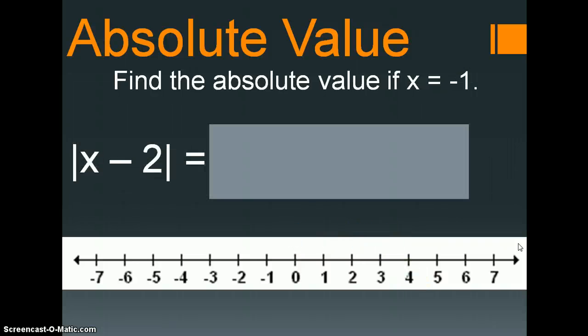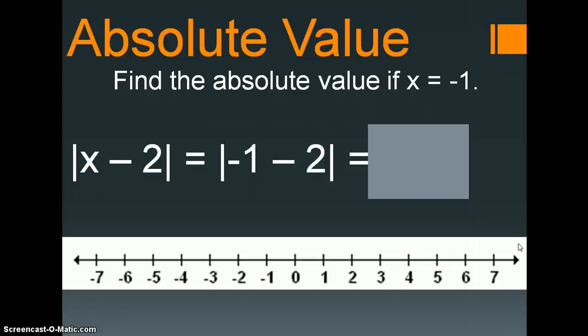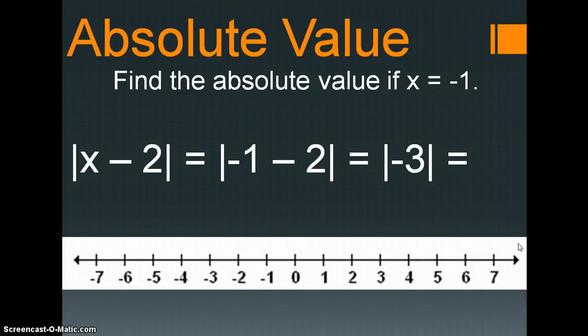Alright, so if we have the absolute value of x minus 2, and our x is -1, we're going to put -1 in for x. Again, you do what's inside the bars first. So -1 minus 2 is -3. And then the absolute value of -3. So we start at -3 and count over 1, 2, 3. 3 spots. So our answer is a +3.